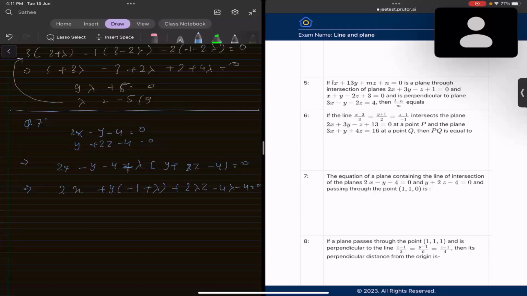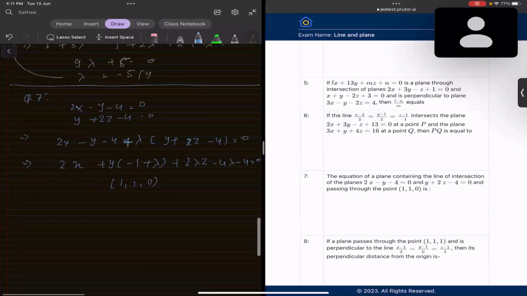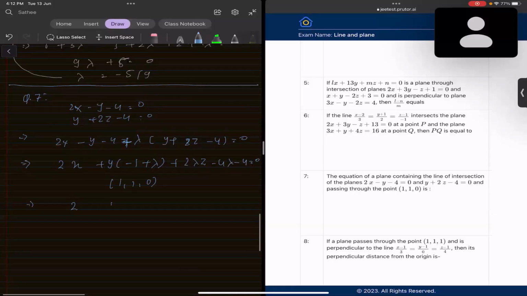It is given that it is passing through the point (1, 1, 0). So if you simply put this value in the plane equation, then this is equal to 2 - 4 lambda - 4 = 0, so lambda = -1/2. We can put lambda = -1/2 in this expression, and this will give our answer.